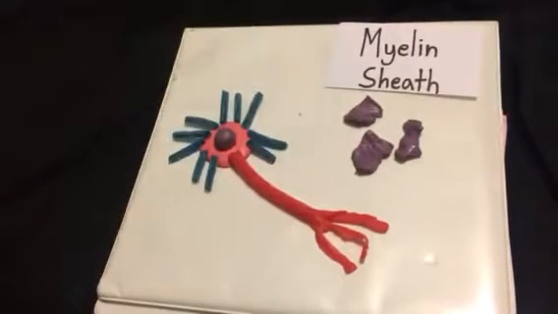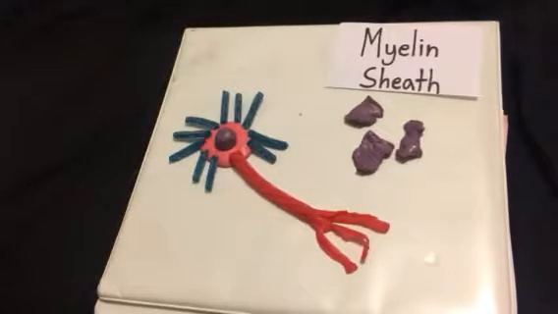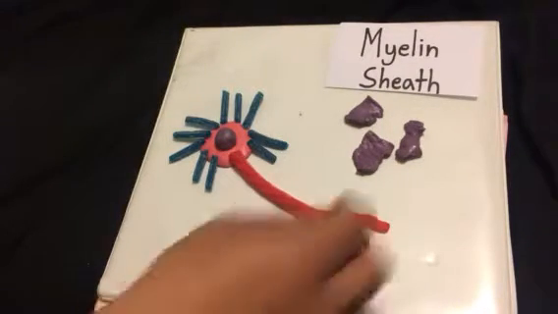These are myelin sheath. The main purpose of myelin sheath is an increase in the speed at which impulses are carried along the myelinated fibers. The smaller the myelin sheath, the slower the messages are sent along the neuron.